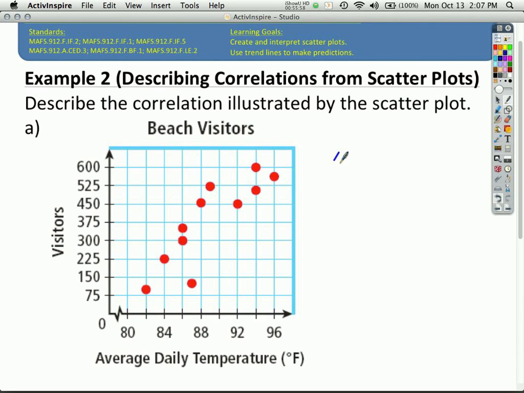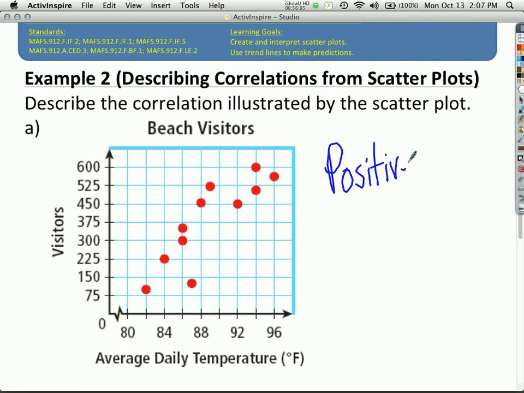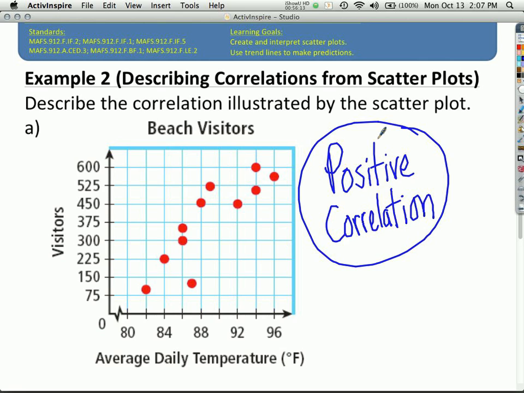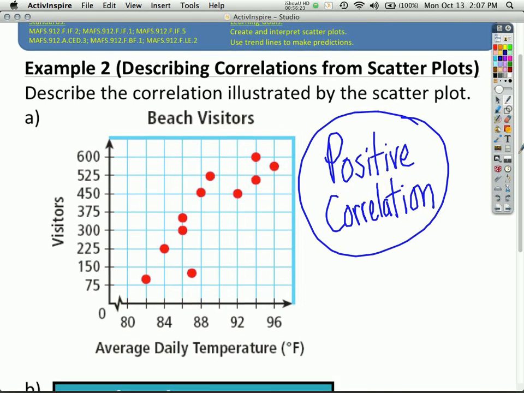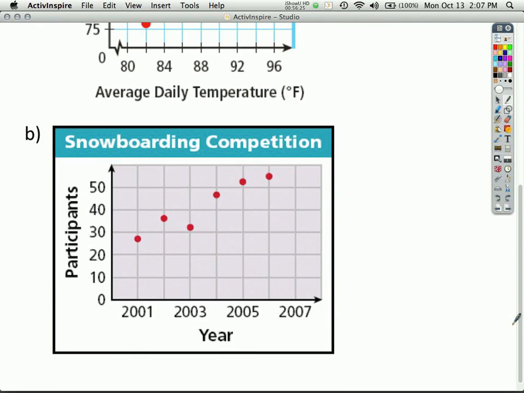Positive correlation. And yes, spelling counts. Positive correlation. Anyone have any comments or questions on how we figured that out? All right, what about this?